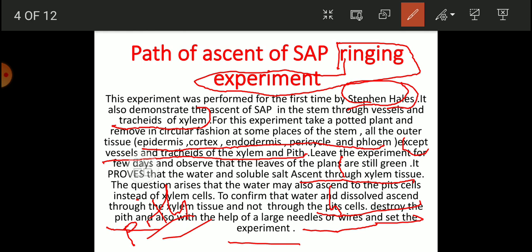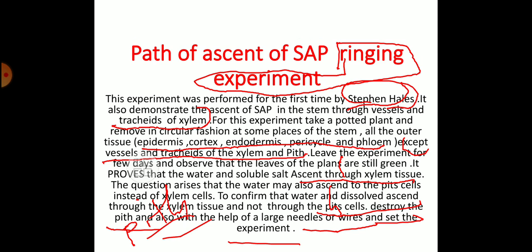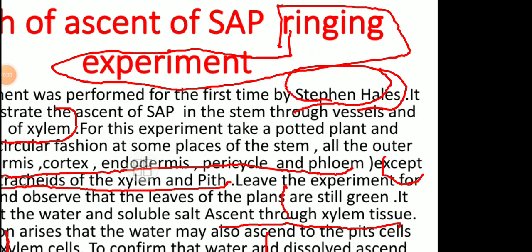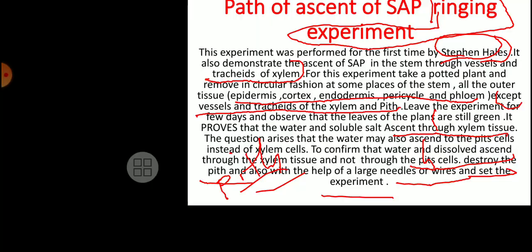But again, out of that, whether the ascent of sap takes place through the xylem or through the pith is what we want to find out, and for that we have damaged the pith cells, and still the ascent of sap took place. In the sense, definitely the ascent of sap takes place through the stem only.